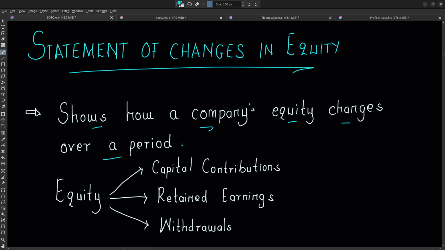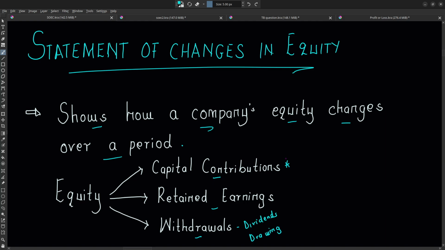Recall the components of equity, where we have capital contributions, retained earnings, and withdrawals. Basically, it depends on the structure of the business. If it is a company, for withdrawals we have dividends. If it is a sole proprietorship, we have drawings. We have shareholders' equity for capital contributions, owner's equity if it is a sole proprietorship, and partner contribution if it is a partnership arrangement.